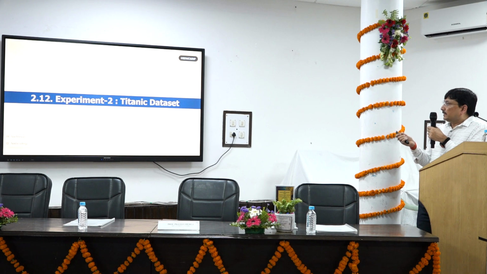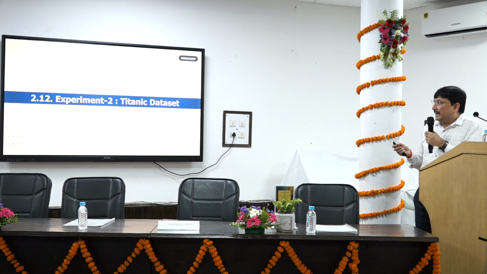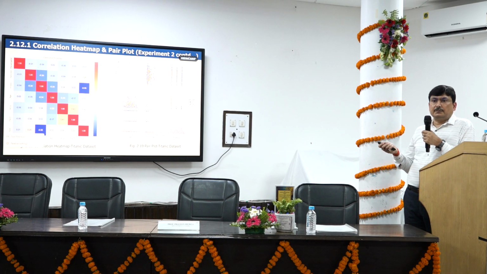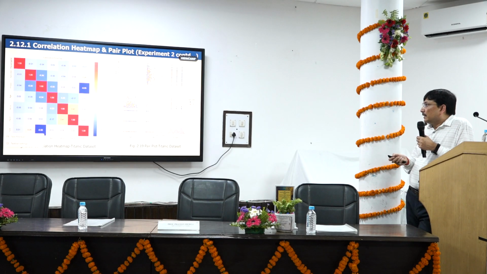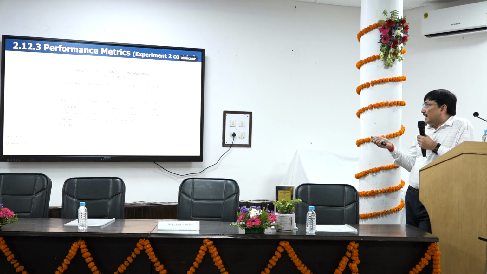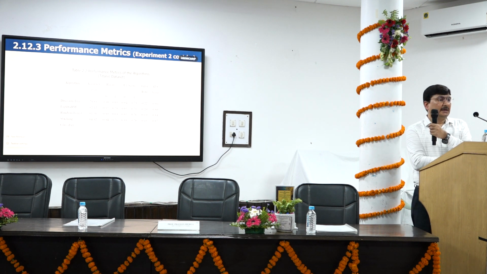Again, we will have experiment 2, which is on Titanic data set. All right, this is Titanic data set. So similarly, we have heat map. Fortunately, here numbers are given. And this is pair plot. There is no discussion required on these graphs and on the visualizations, pair plot and heat map, etc. This is feature distribution. This is confusion matrix, again for the decision making. And again, it is performance matrix for the conclusion of the ensemble learning.